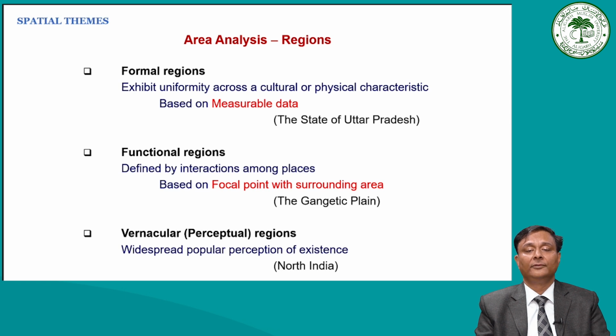Like formal regions, which exhibit uniformity across a cultural or physical characteristic and are based on measurable data. The example can be the state of Uttar Pradesh. Similarly, functional regions are defined by interactions among places based on the surrounding environment. It can be physical environment, social, cultural environment. The example of a functional region can be the Gangetic Plain. Now, another very interesting kind of region formation can be the vernacular region also, the perceptual regions, which are based on widespread popular perception of existence, like North India, South India, Northeast of our country.